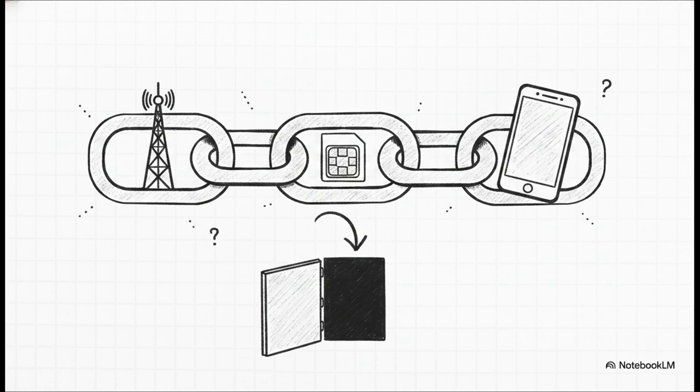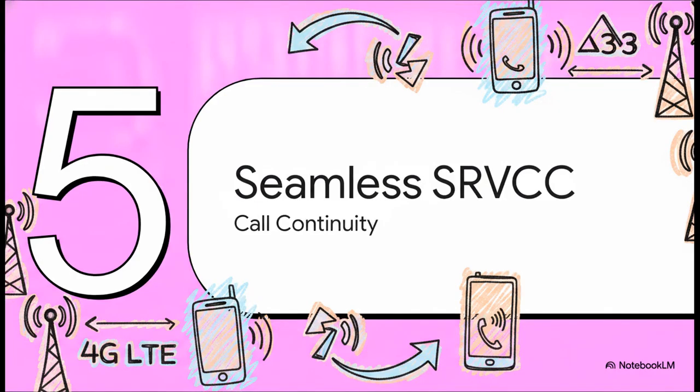First, the cell site, the actual physical tower, must provide Volte capabilities. Second, the user's SIM card has to be provisioned for Volte. And third, the physical smartphone itself must support it. If even one single link in this three-part chain is missing, the Volte call fails, and the network is forced to use that old CSFB trapdoor to kick you back to 3G. Which leads us to the final hurdle, Section 5, Seamless SRVCC, Call Continuity.